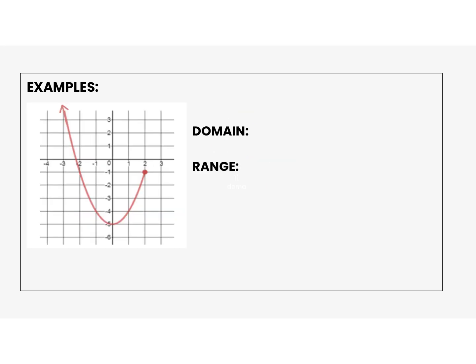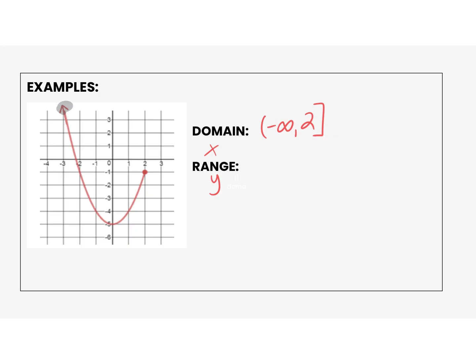Okay, let's look at another one. If we look at this, we see this arrow here, which tells us that it's going to go to negative infinity in the x direction and positive infinity in the y direction. So again, if I look at the domain, I'm thinking left to right. Well, this arrow is telling me that it's going to have started at negative infinity. So that's a parenthesis. And then if I'm looking left to right, it's going to go all the way to 2, and it stops at 2 with a bracket because that is a closed circle.